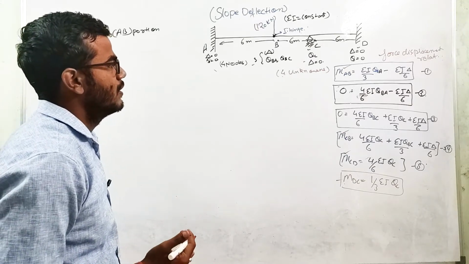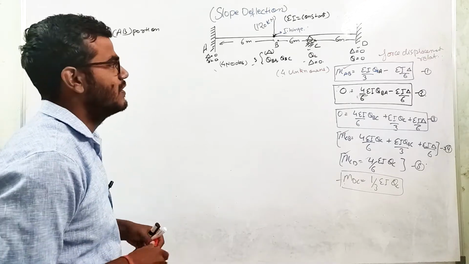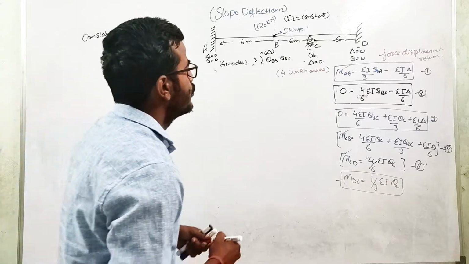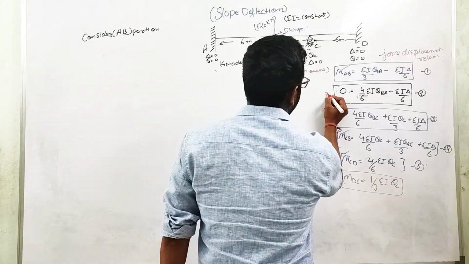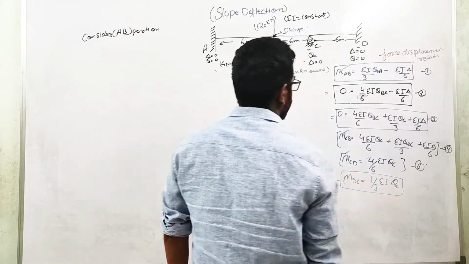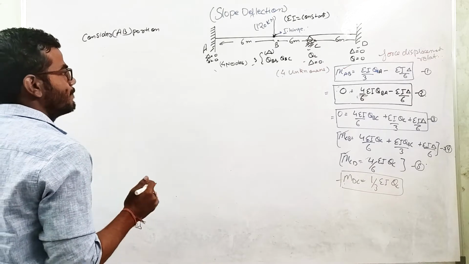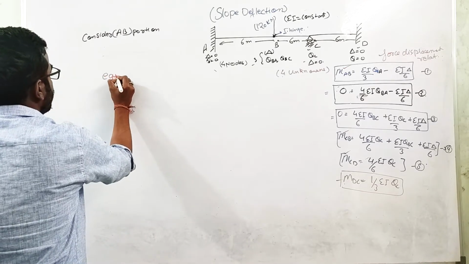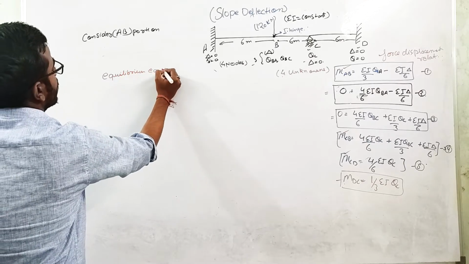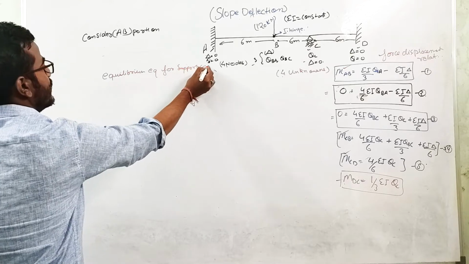Right. So now let us form the equilibrium equation, which is the most important thing in the slope deflection method. I can use these two equations because we are only having the unknown displacements over here. So now let us write the equilibrium equation for support C.